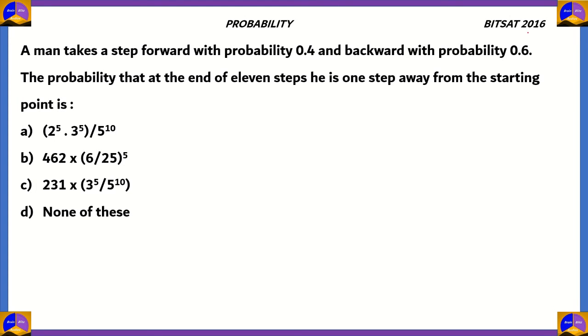Let's look at the last question of this episode. This one is from 2016. A man takes a step forward with probability 0.4, and he takes a step backward with probability 0.6. The probability that at the end of 11 steps he is 1 step away from the starting point is. We have the 4 options given here. We need to find out which of these is correct.